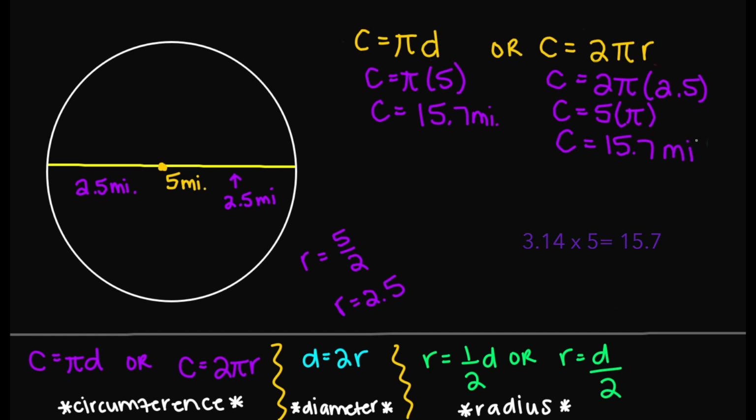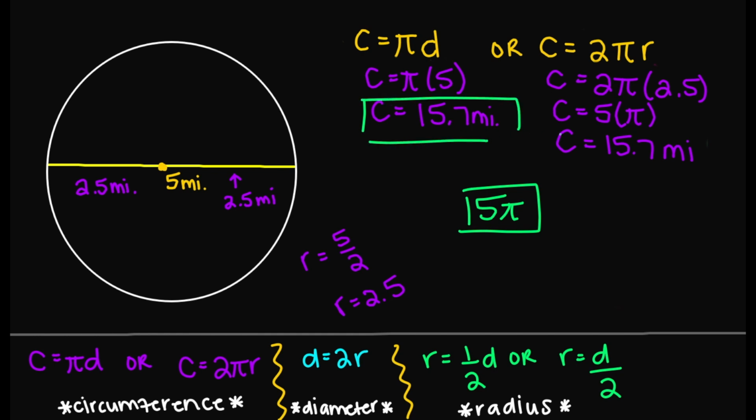And remember, if you have to leave your answer in pi form, your answer is going to be 5 pi. This is in pi form. Or your estimation is going to be 15.7 miles.